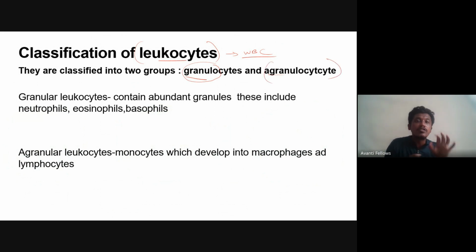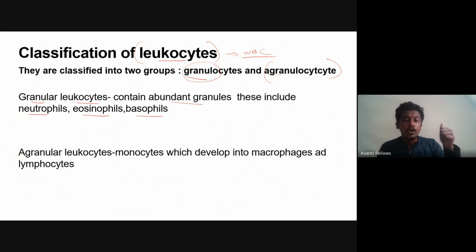The classification of granulocytes, what type of cells are there in granulocytes, and what type of cells are there in agranulocytes, is very, very important. I hope you take the examples of it. When you talk about granular leukocytes, as I told you, they have abundant granules, and the examples are neutrophils, eosinophils, and basophils.